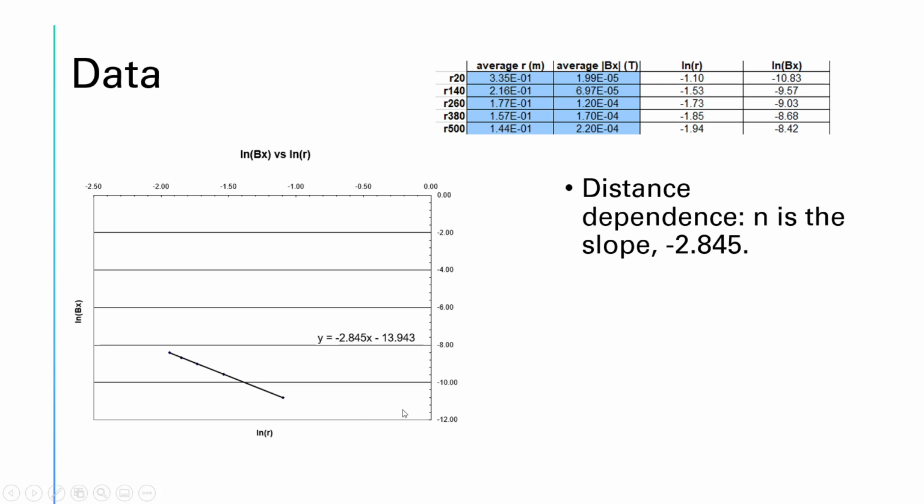And as you can see from this graph, which is auto-produced by our data, the line of best fit was y equals negative 2.845x minus 13.943. And the distance dependence n in this equation comes from taking the ln of both sides, as you can see. The distance dependence here is n, which is the slope, negative 2.845.